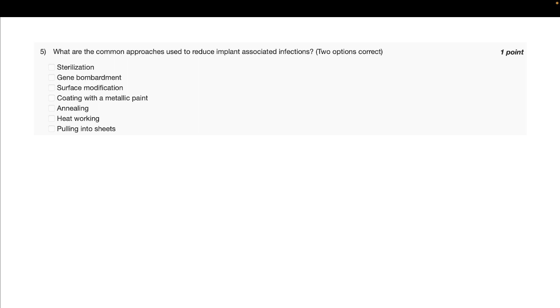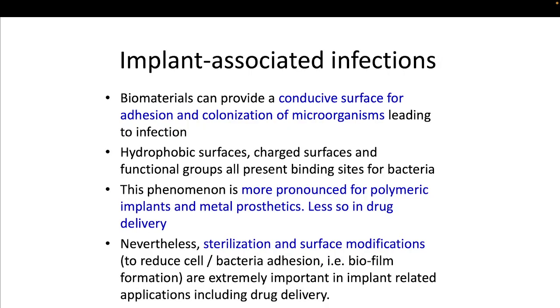No? Okay, let's look at the answers. Yes, you were correct, whoever answered, all of you, I guess two responses. The right answer is sterilization and surface modification. As we discussed, this is a major problem where your implants can carry infections on their own whenever you are making the surgery, or they can get infected once implanted into the body.